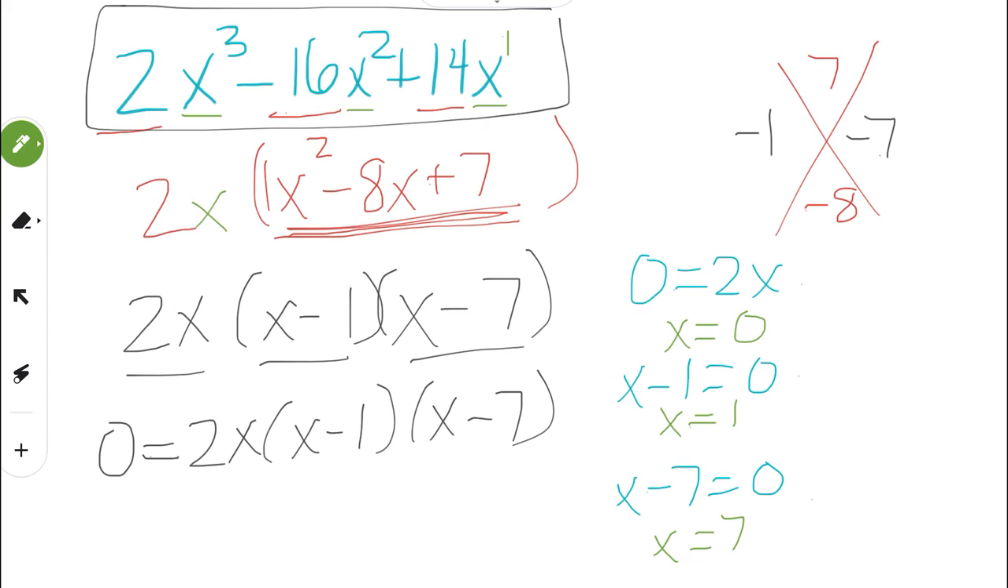Now we're going to take these 3 values and we're going to write them as coordinate points. Remember that we made y equal to 0. So the first point is 0, 0. Our second point is 1, 0. And our last point is 7, 0. And that's how you would find the x-intercepts to this problem. Let's go ahead and move on to the second.